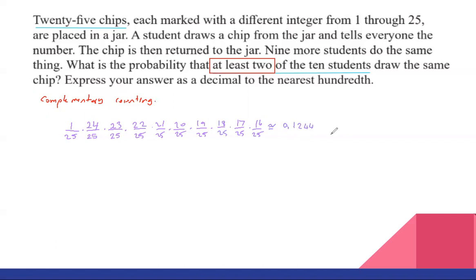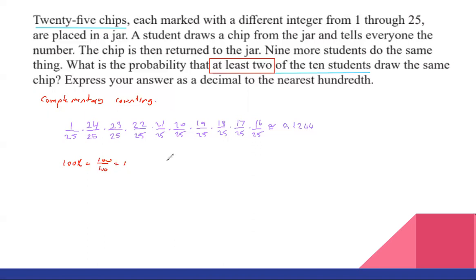But this is not what we want. What we want is at least two of them being the same. So the probability of the total case is always 100%, which is 100 over 100, which is gonna be 1. So the total of all events is just 1. This is the probability of getting all those 10 numbers different, so what we want is gonna be their difference.